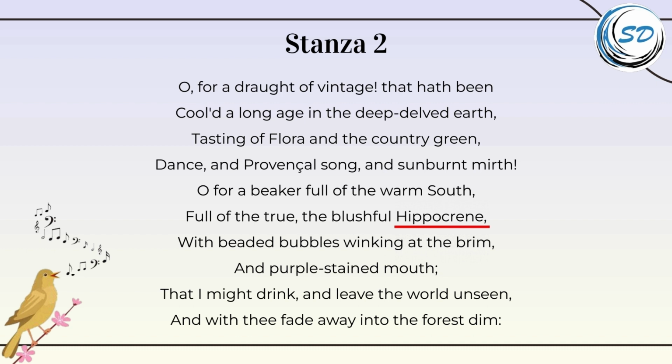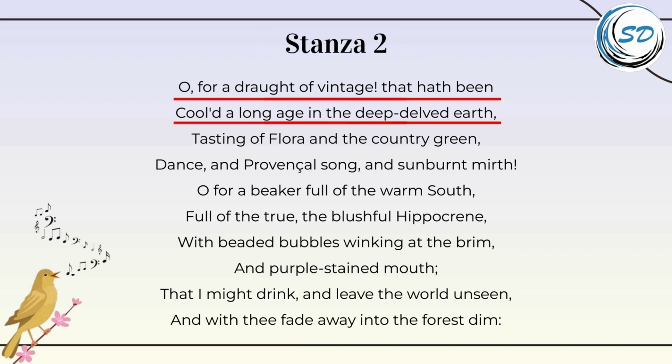its waters were consumed. In the next stanza, the poet continues to express his desire to escape from his current state of sorrow, and immerse himself in a world of intoxicating pleasures and sensory delights. Keats starts by yearning for a drink of vintage wine, one that has been aged for a long time in the deep, excavated earth.